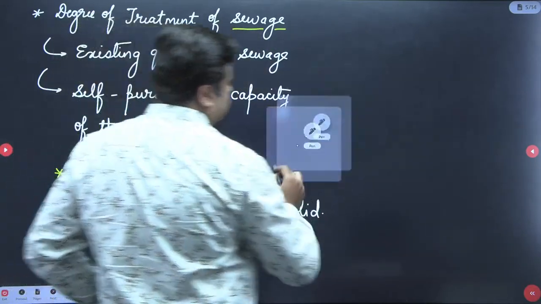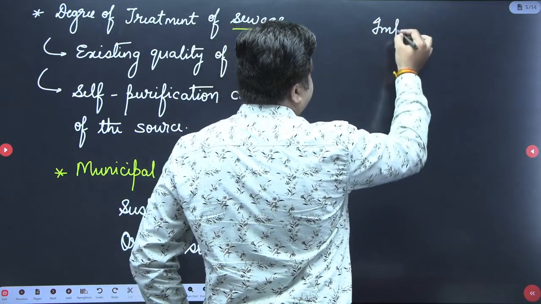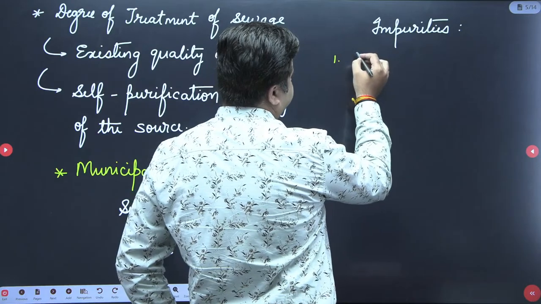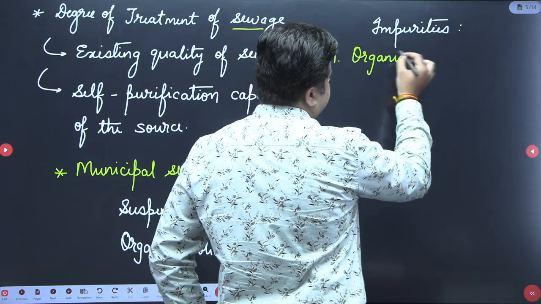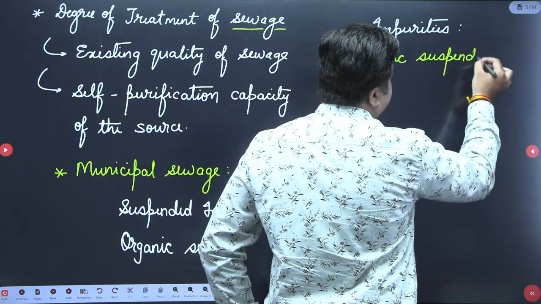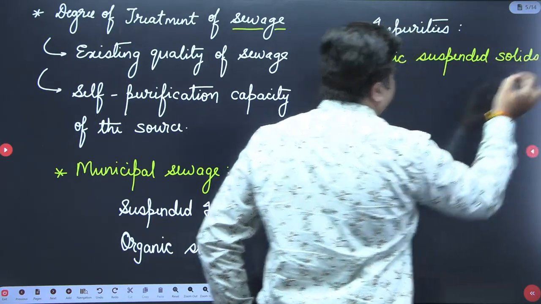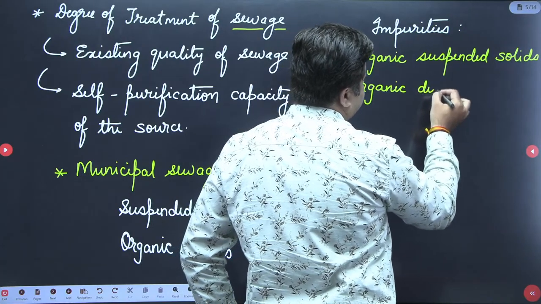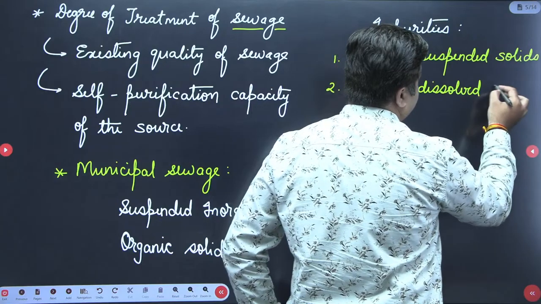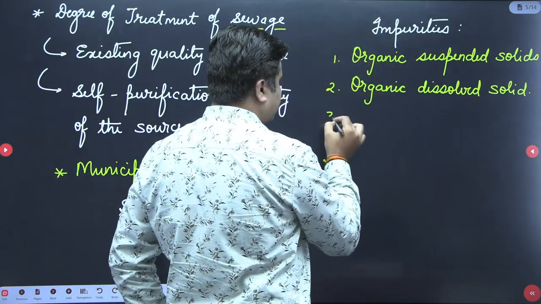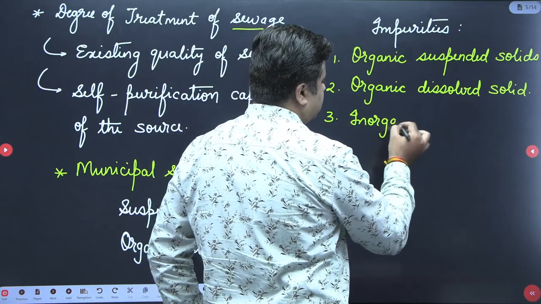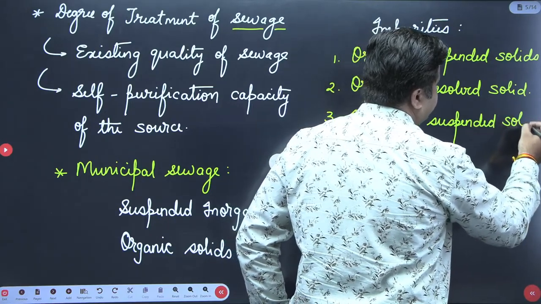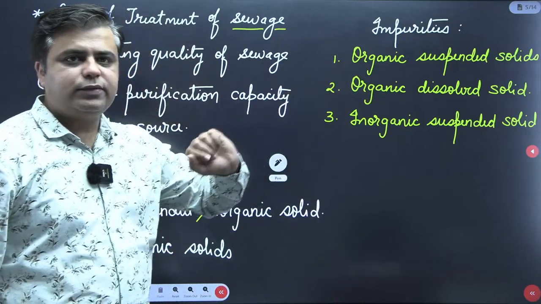So if you look at these impurities, I will write here. Impurities present in your sewage are organic suspended solids, then you have organic dissolved solids, and third you have inorganic suspended solids. These three impurities you need to remove. For removing these three impurities, we are providing different treatment techniques.